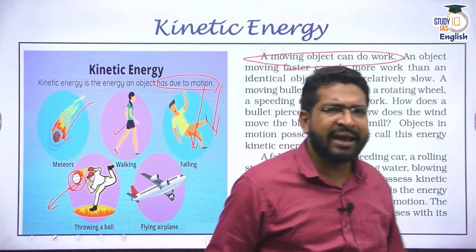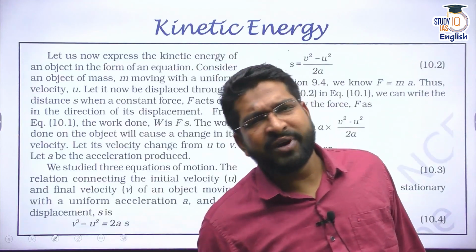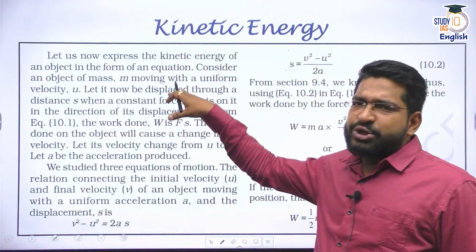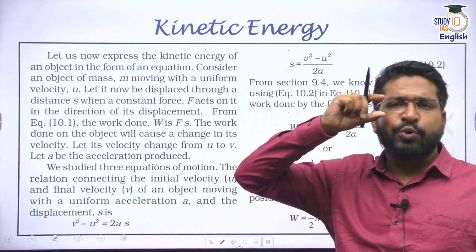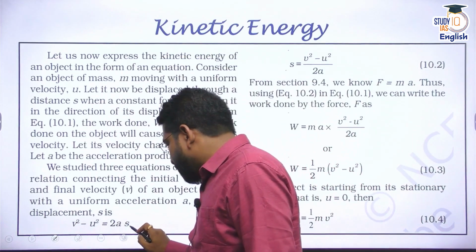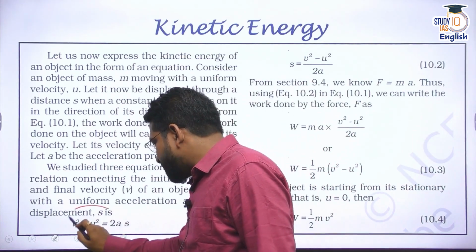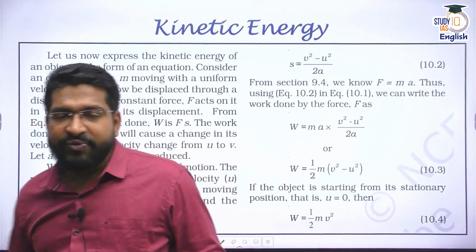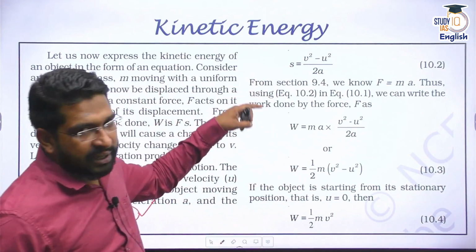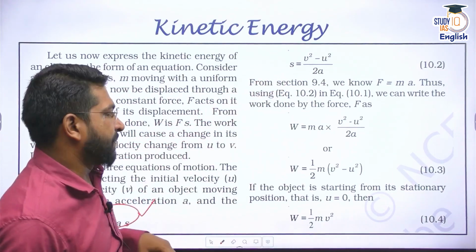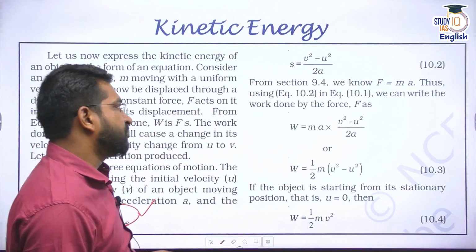Everything has kinetic energy in it. How do we define kinetic energy? What does it depend on? Now, we have already established the simple equations of motion. One of the equations of motion was this: v square is equal to u square plus 2as, or v square minus u square is equal to 2as. Now if you simply reorganize this equation, you'll get s is equal to v square minus u square by 2a.